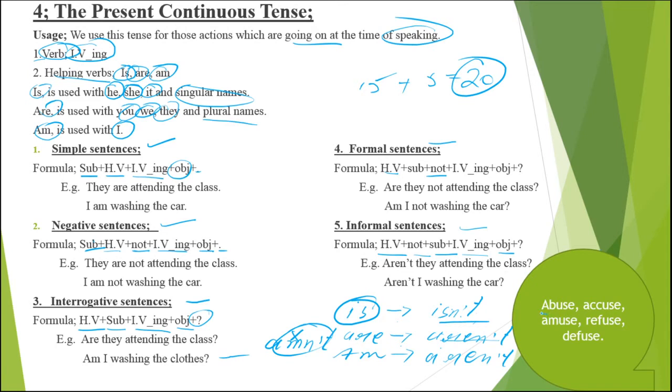The first verb is abuse. You abuse him, you do not abuse him. Do you abuse him? Do you not abuse him? Don't you abuse him? You abused him, you did not abuse him. Did you abuse him? Did you not abuse him? Didn't you abuse him? You will abuse him, you will not abuse him.